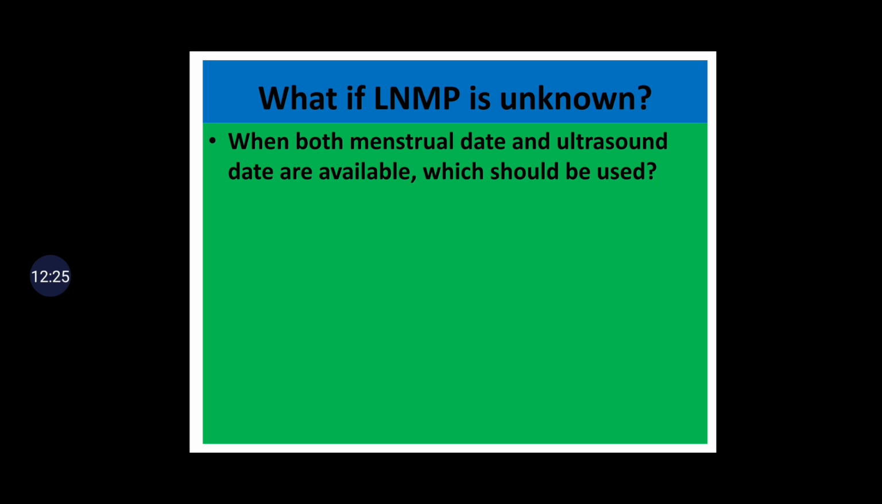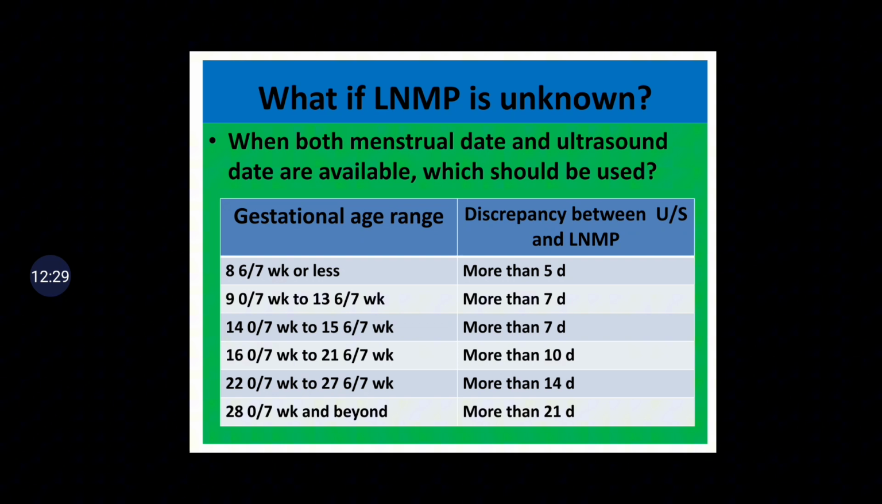When both menstrual date and ultrasound data are available, which will be used? The American College of Obstetricians and Gynecologists answers which will be used in case of discrepancy between ultrasound dating and last normal menstrual period dating. For a gestational age range of 8 plus 6 weeks or less, and a discrepancy between ultrasound and last normal menstrual period dating of more than 5 days, it is preferable to use ultrasound dating.